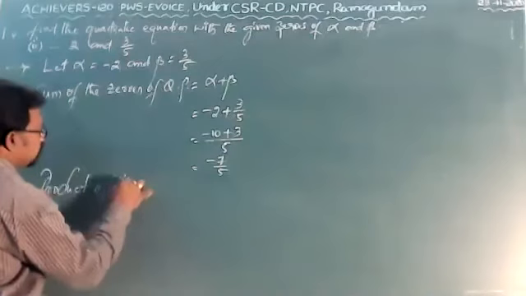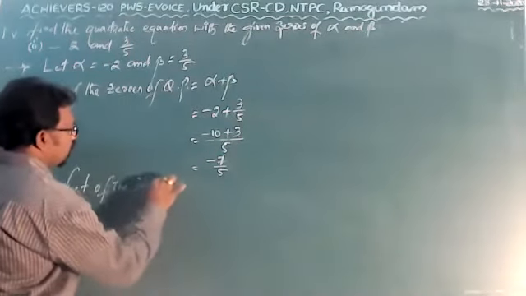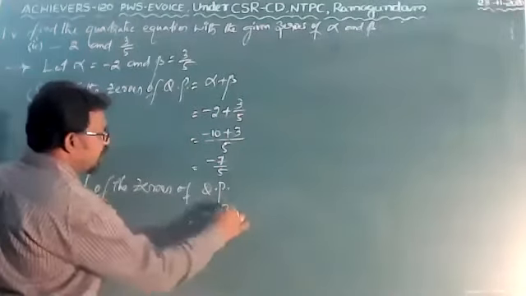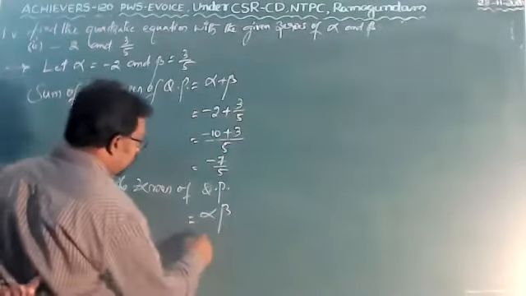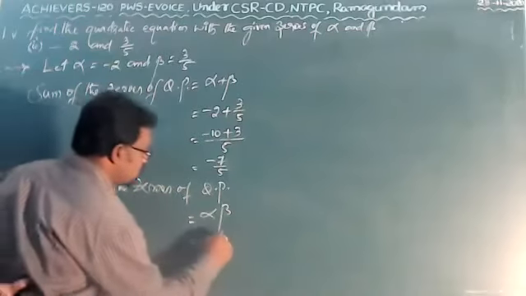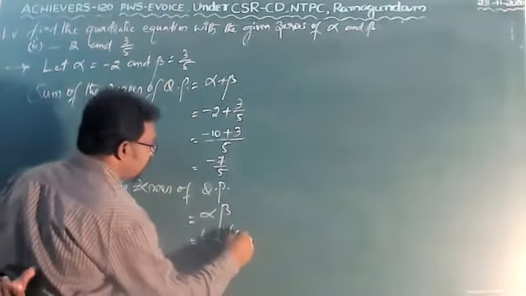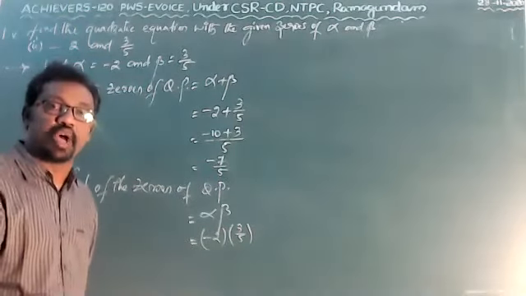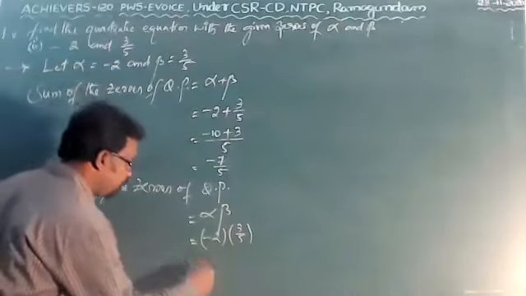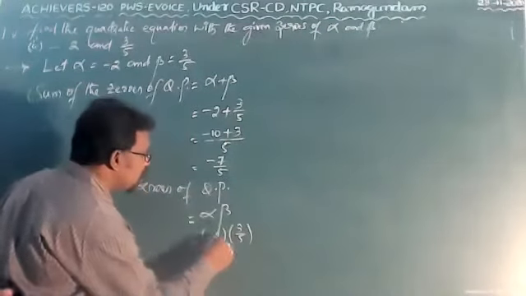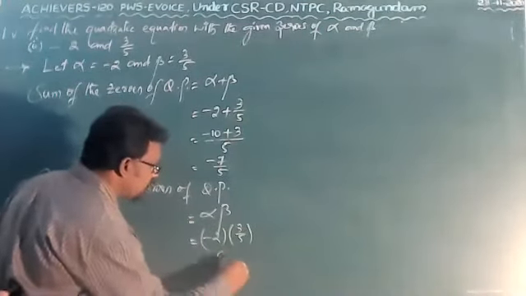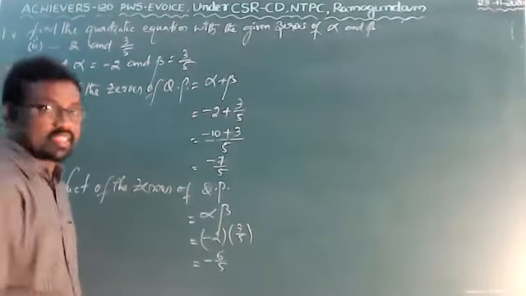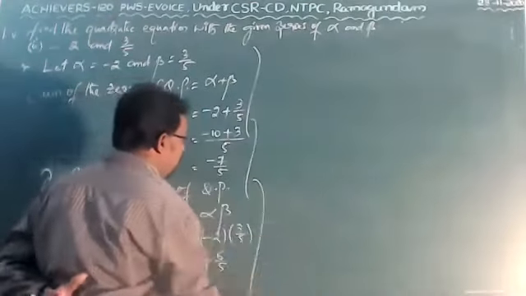The product of the zeros of a quadratic polynomial. What is the product? Alpha into beta. What is alpha? Minus 2. What is beta? 3 by 5. Is there any cancellation of numerator and denominator? No. Okay, fine. And minus into plus, 2 3 is a 6 by 5. Now what next? What is the next step?